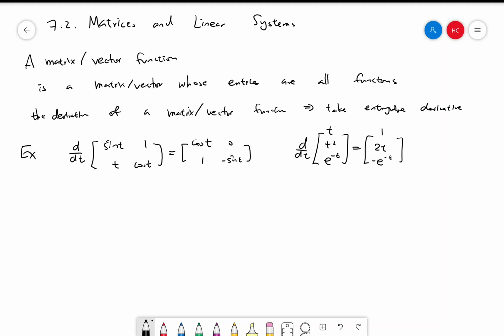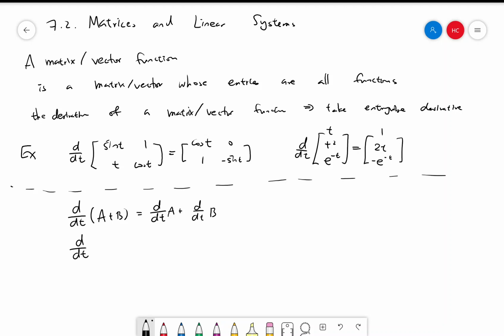And all the usual derivative rules follow. So just to remind you, the derivative of the sum of two matrices is just the sum of the two derivatives. Nothing special. The derivative of the product of two matrices is still the product rule. So A times the derivative of B plus B times the derivative of A. But remember to keep the order correct. Otherwise, matrix order matters in multiplication. So keep the order here.